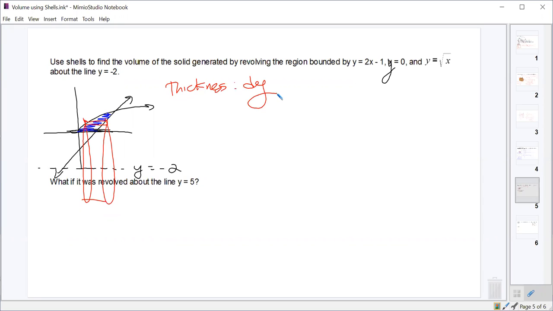Okay. What is its radius? Now that we're no longer revolving around the x-axis, it's not just y. Right? Y is the distance from the y-axis to the function. So what is the radius? It's y plus 2. Everybody good there?